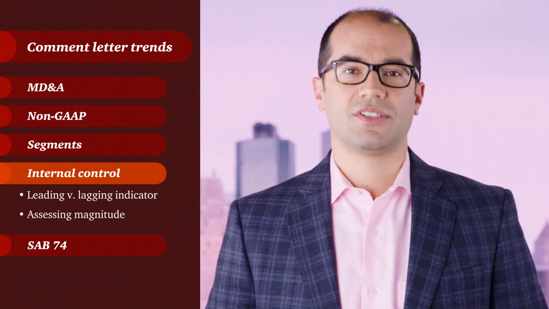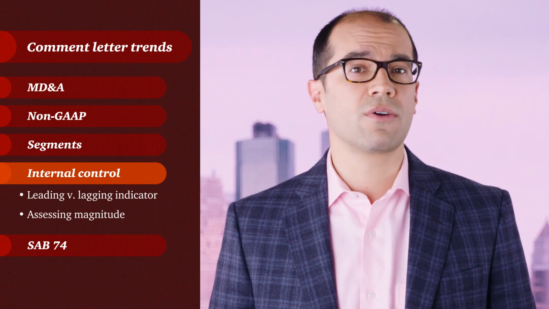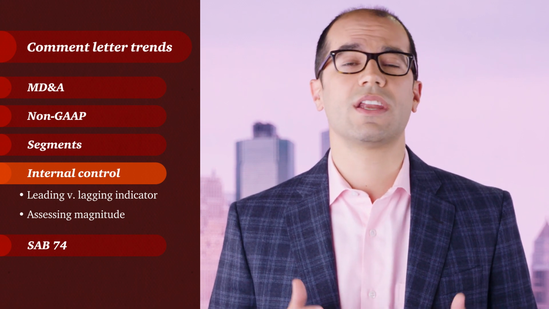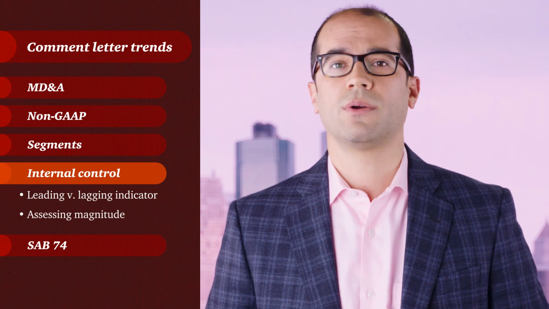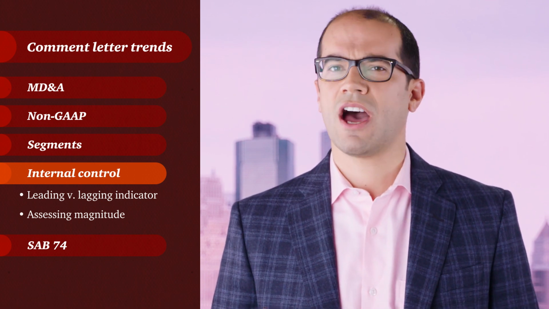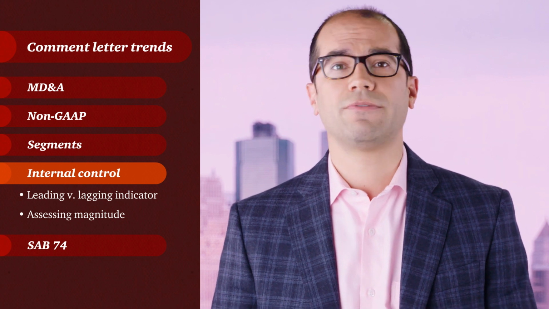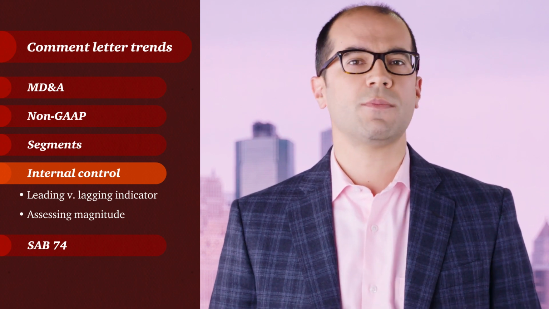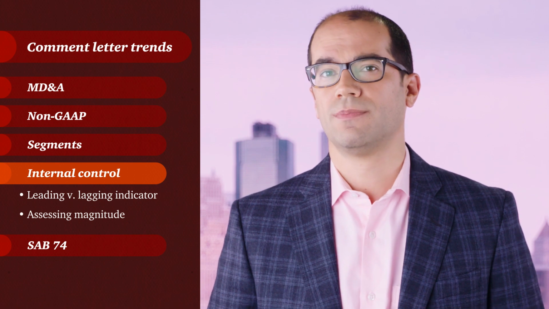We've seen questions from the staff on the existence or severity of internal control deficiencies when an immaterial error in prior periods is disclosed. In this situation, we've seen the staff ask for a timeline of when and how the deficiencies were identified and what the potential amount of the error could have been.